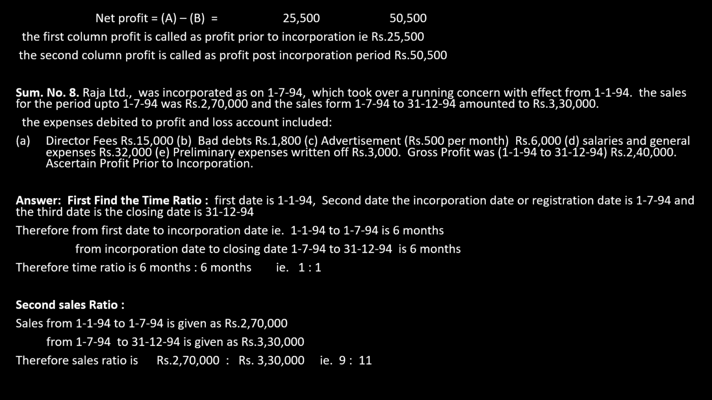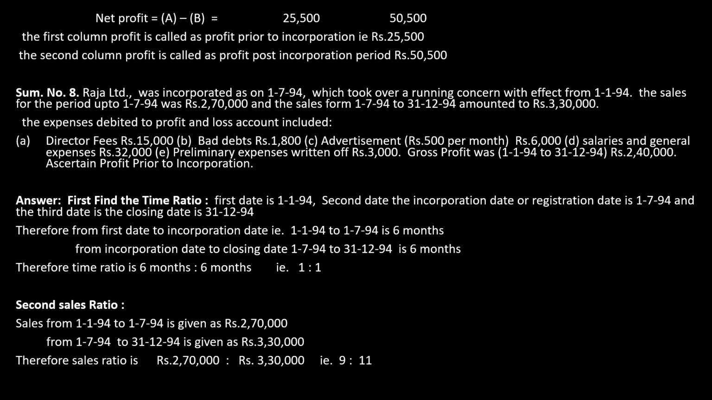First, when you do an answer, my aim will be to find the time ratio first. You already know how to find your time ratio. What is the first date? 1/1/94. What is the second date, that is incorporation date or registration date? 1/7/94. Then what is the closing date? 31st December 1994. From the first date to the second date, this is 6 months. Then from the second date, that is incorporation date, to the closing date 31st December is again 6 months. Then the time ratio will be 6 months, 6 months, that is nothing but 1:1.